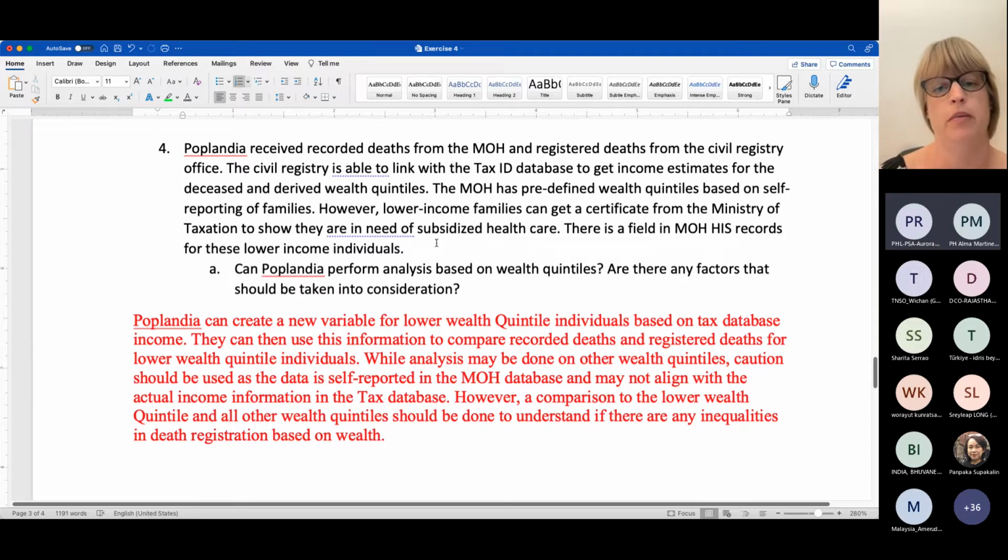So in this case, we'd probably have to focus on just the lower income, lower wealth quintile, because those have a documented certificate coming from Ministry of Taxation. There's a flag in the Ministry of Health database. It's pretty clearly defined. So you would be able to pretty comfortably do that analysis and you could compare them to everybody else. But you probably wouldn't be able to analyze those other quintiles, or you'd have to do so with extreme caution because it's likely that the data is not very robust, being self-reported.